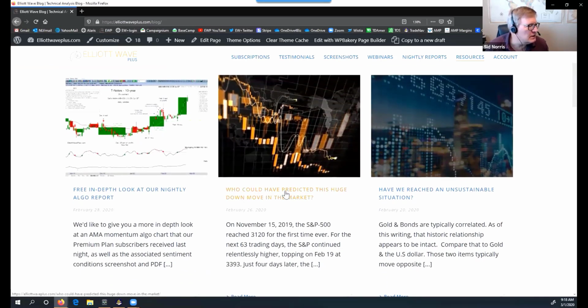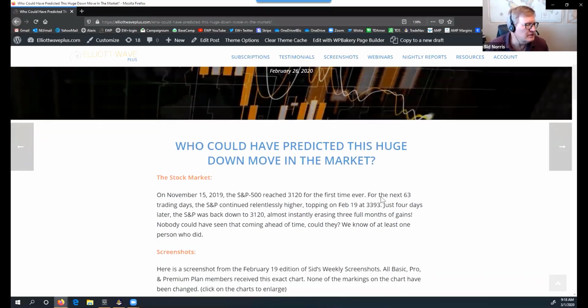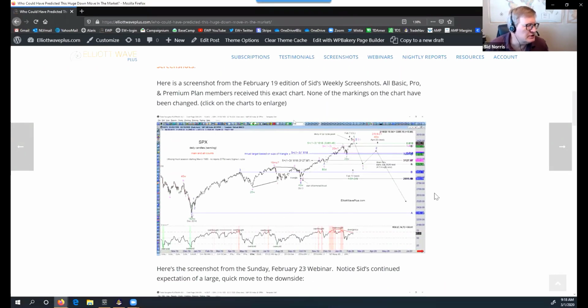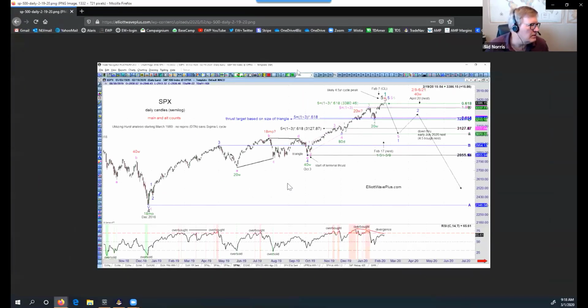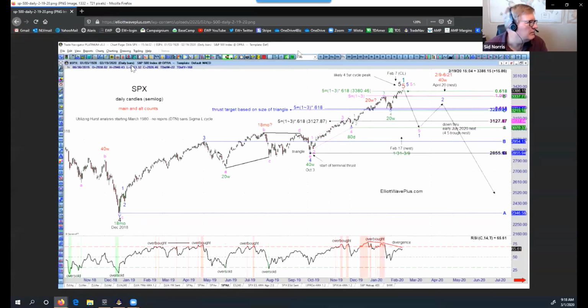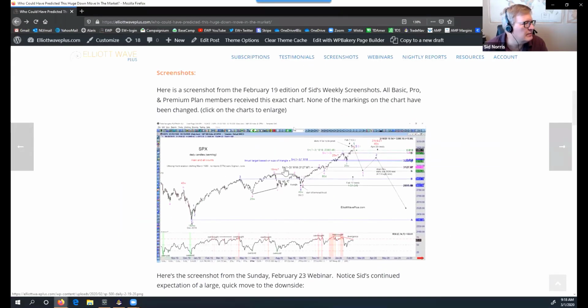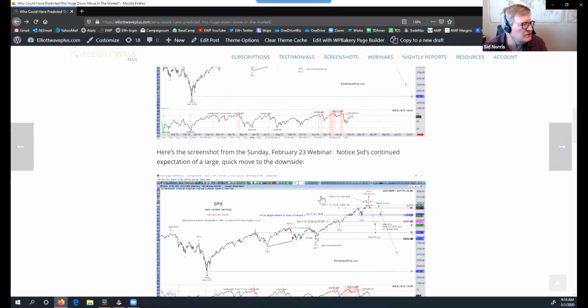And this one is: who could have predicted this huge down move in the market? It shows actual screenshots that I provided to you as a paying subscriber along the way. This one showed that I was calling for a significant top and that some major Fibonacci targets had been hit. That was from the February 19 edition of screenshots.